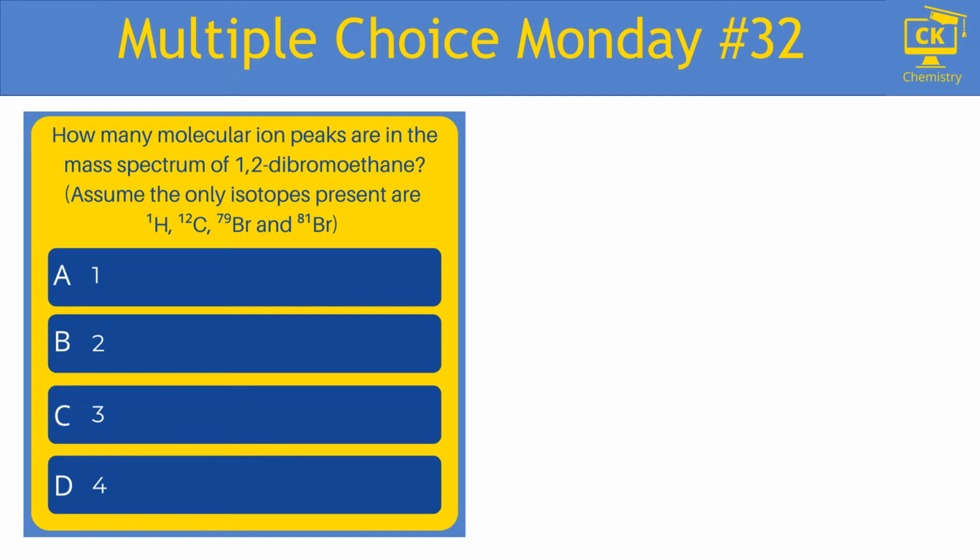This week's multiple choice Monday is about mass spectrometry. One of the things we need to know straight away to answer this question is we need to be sure what we understand by a molecular ion peak. The molecular ion peak gives us the mass of the whole molecule, i.e. it gives us the Mr of the substance that's going in.